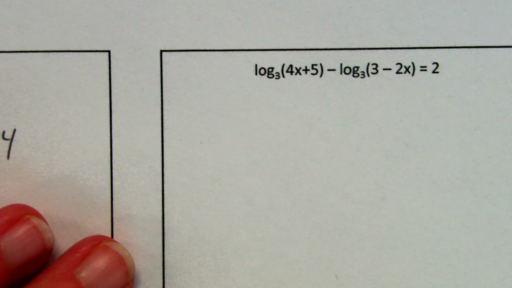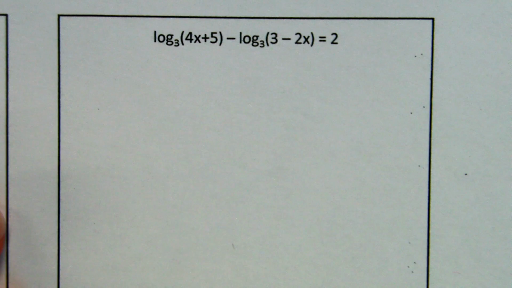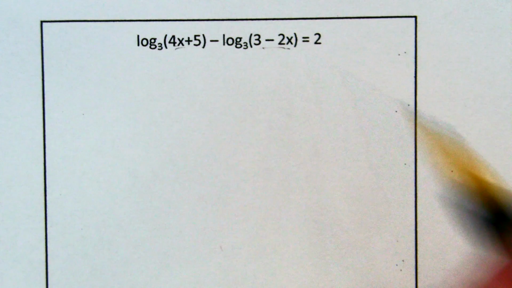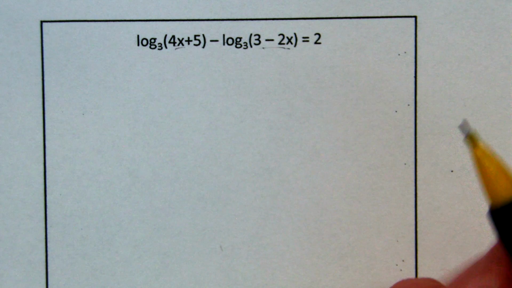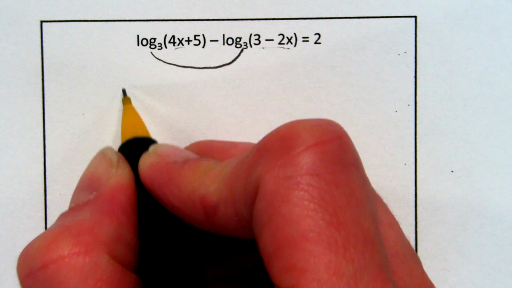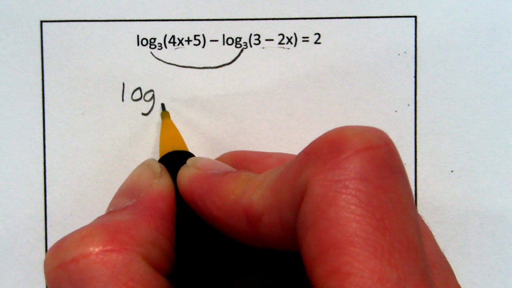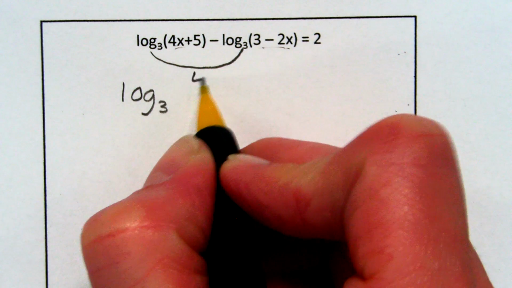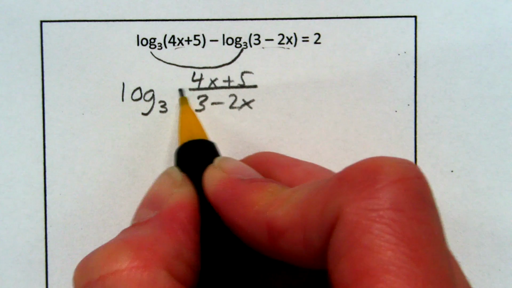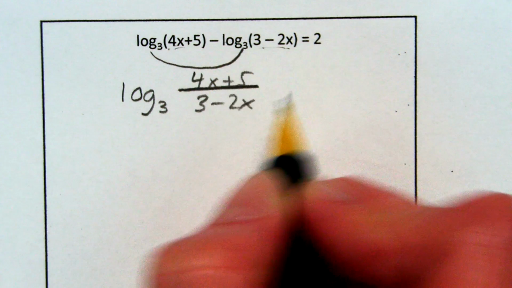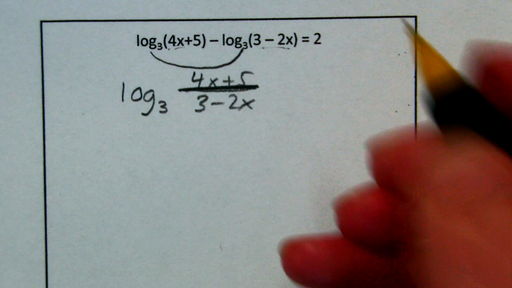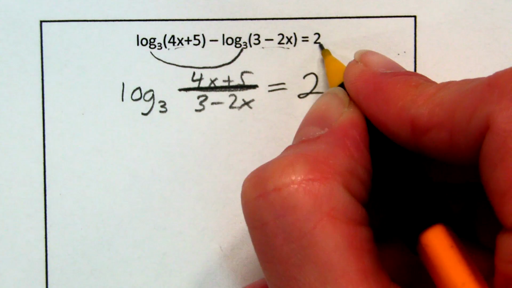Okay, so there's another kind of similar problem here. There's a little bit more work in here, but it's going to start the same way. So since I've got 2 logs on this side, we're going to condense those. So I have log base 3 of 4x plus 5 over 3 minus 2x. And when I put it into fraction form, I can drop the parentheses because this fraction bar acts as a separator. It groups them. And then look, this side doesn't have a log.